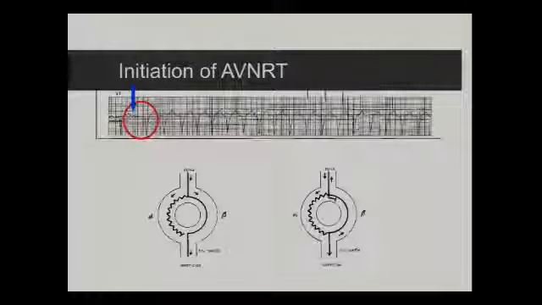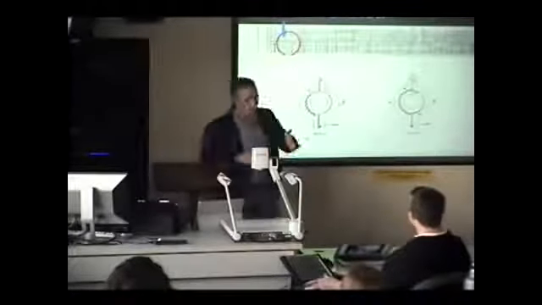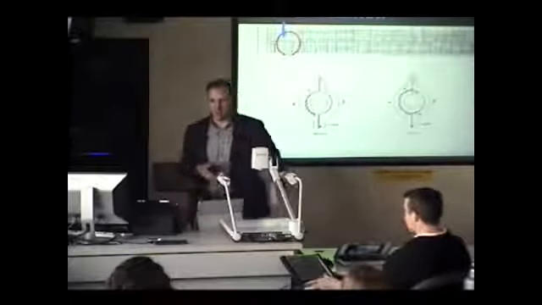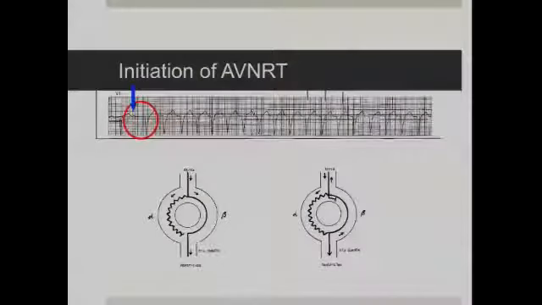So this is the initiation. You have to have an extra beat for this to occur, because you have to have predominant forces going down the fast pathway. The cells in the fast pathway have to be busy so that an extra beat can come up through the slow pathway, and then the fast pathway has recovered so that the electrical forces can now travel back up the fast pathway and start the reentrant circuit. That's typical AV node reentry.